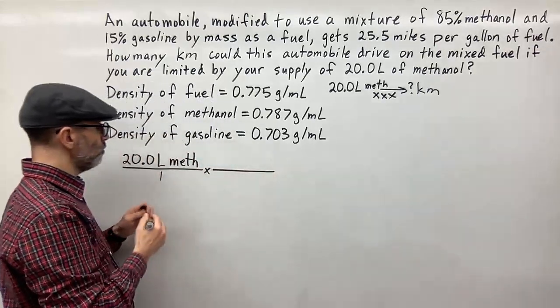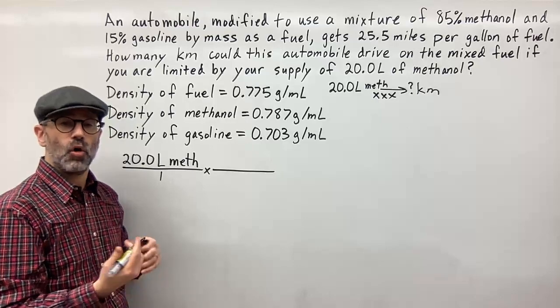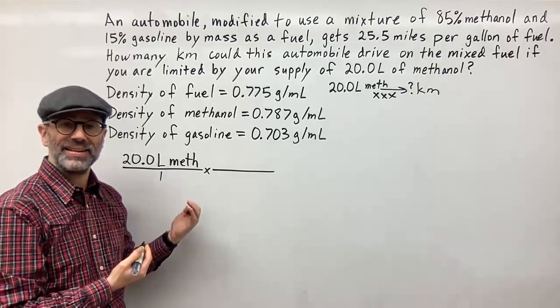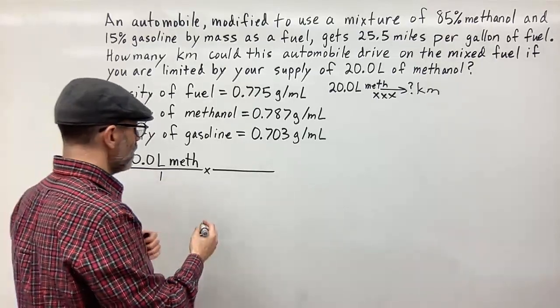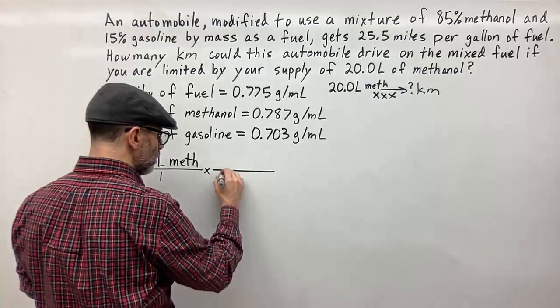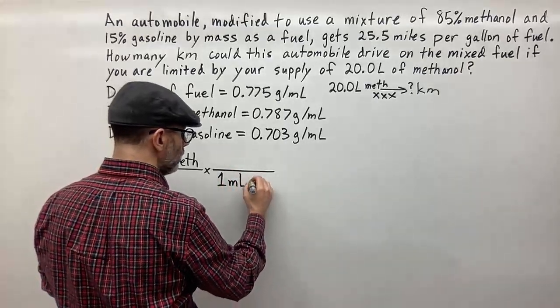Okay, so 1 liter is 1,000 milliliters, or 1 milliliter is 1/1000th of a liter. Either one works. I like to use the 1 milliliter. So 1 milliliter of methanol.